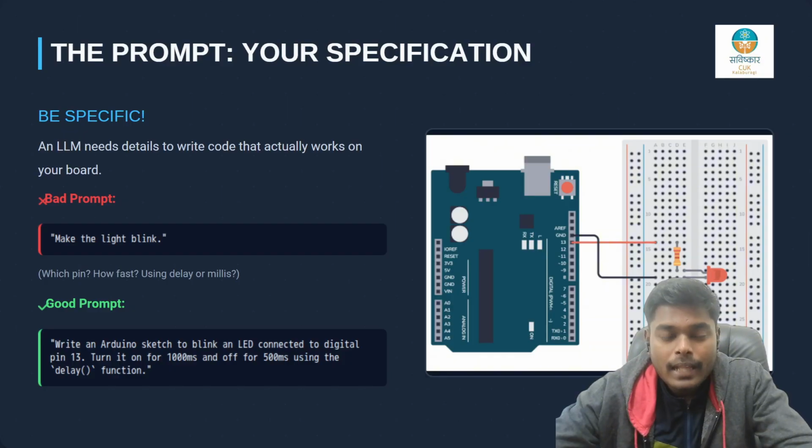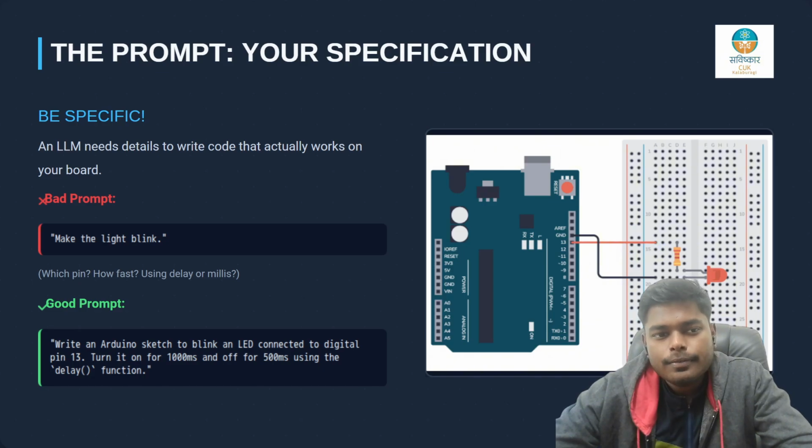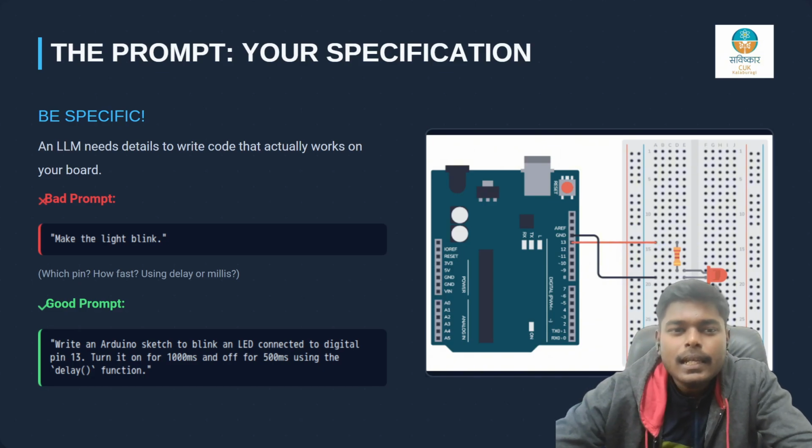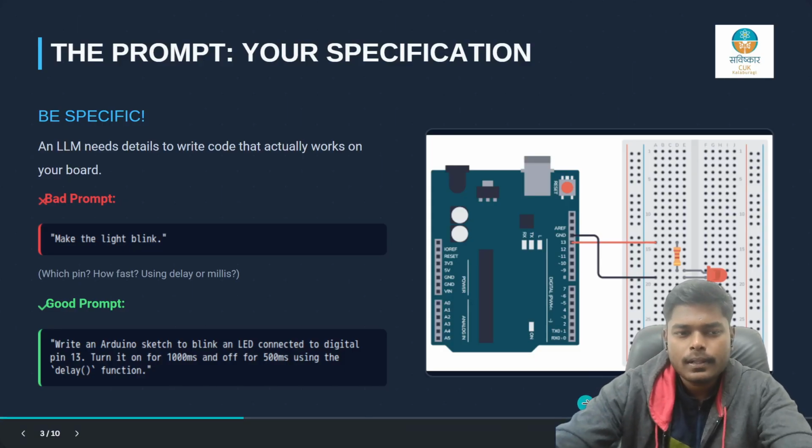Now, an LLM, or large language model, like ChatGPT, Gemini, Claude AI. Those kinds of LLMs need detailed prompts to write code. If you want to create working code using ChatGPT or Gemini, you need to prompt properly. So I have two examples.